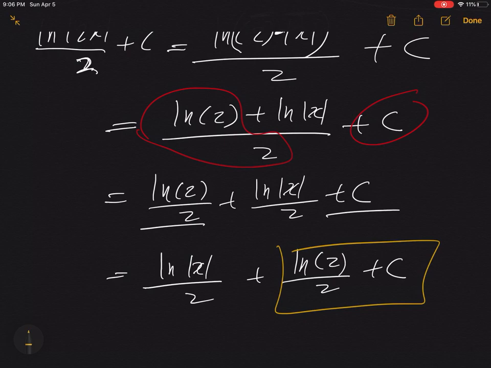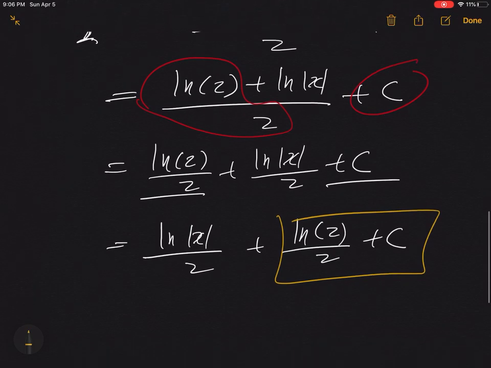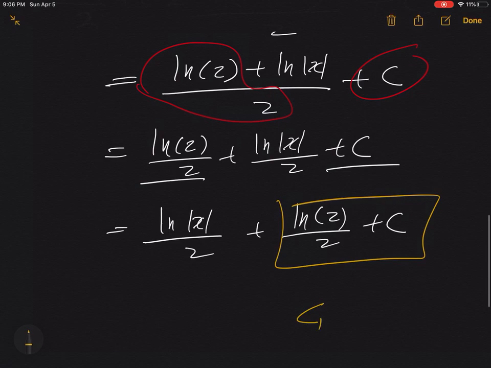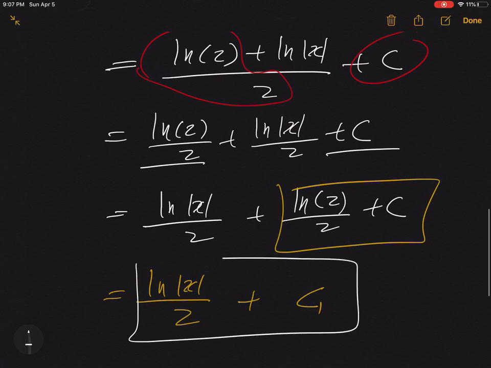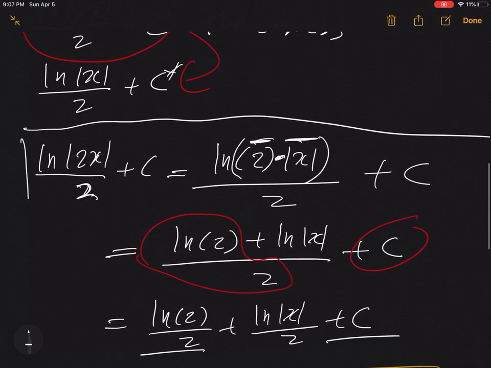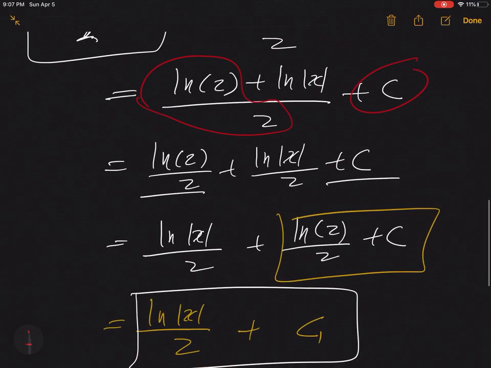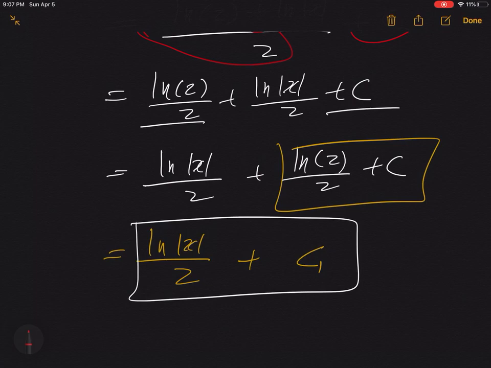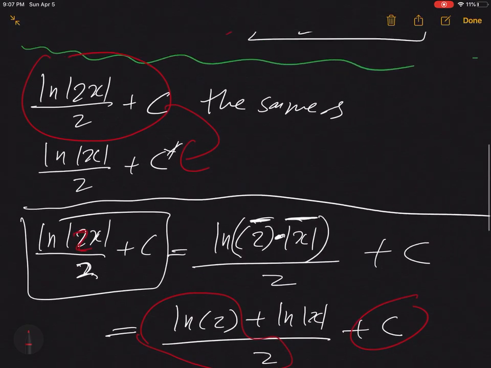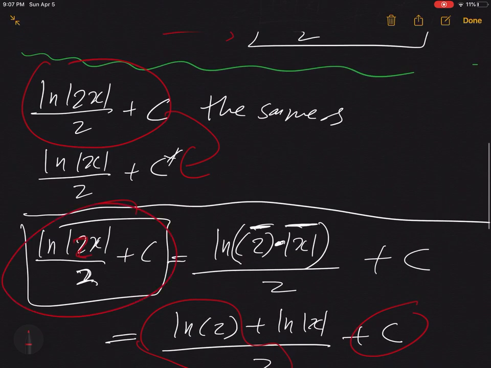Some constant c plus ln 2 over 2 is just a new constant that we may call, for example, c sub 1. And this evaluates to ln of absolute x over 2 plus c sub 1, which is some unknown arbitrary constant. And this is another form of that answer, which contained 2 at the beginning, which is identical to the answer that we got using the other method. So ln absolute x over 2 plus c1 is the same as that answer here, which is the same as this answer there that we wanted to show.